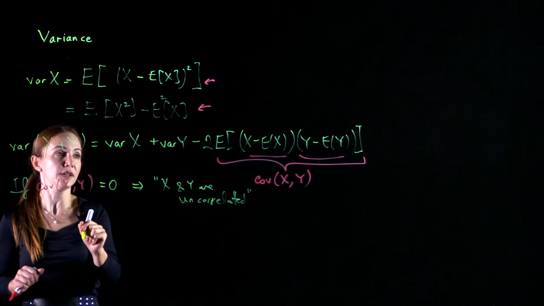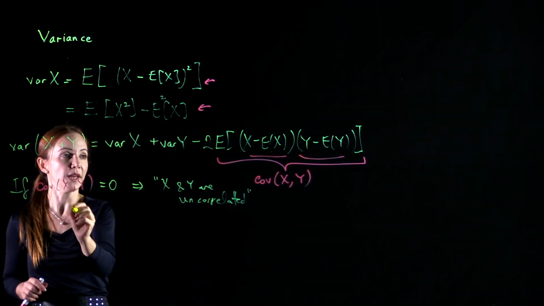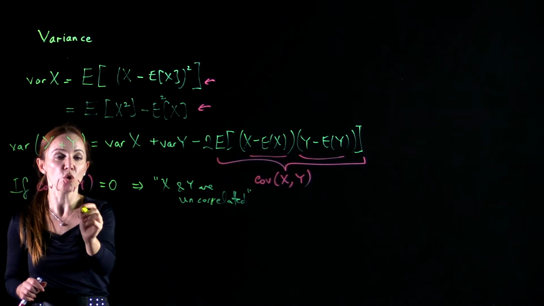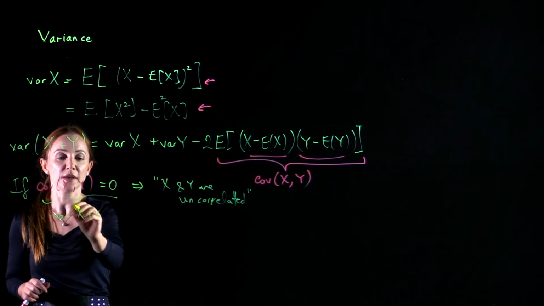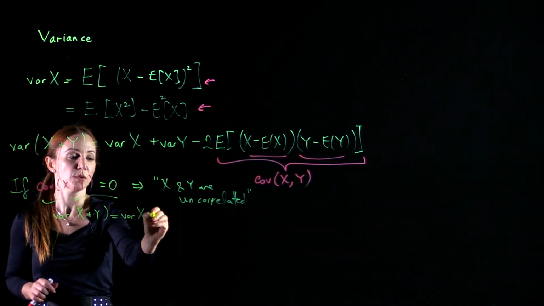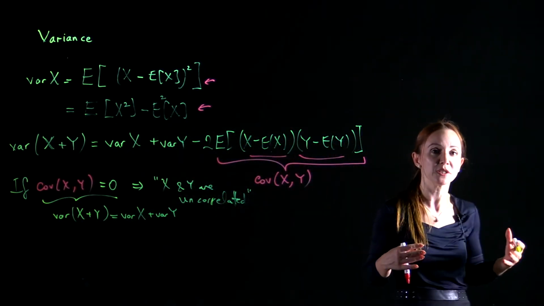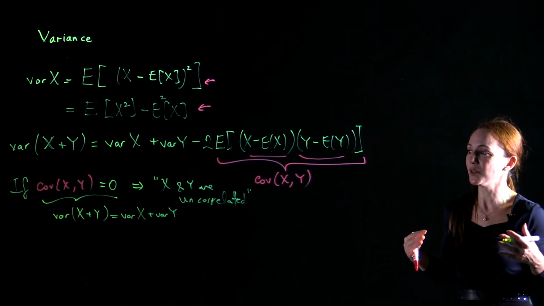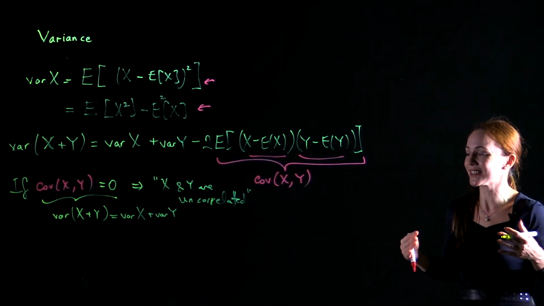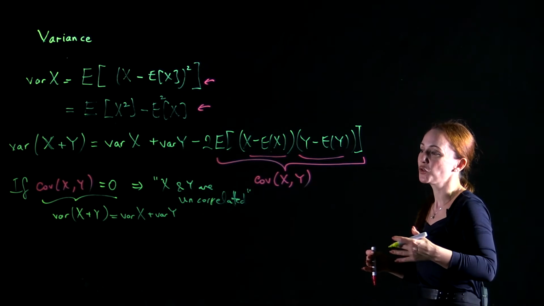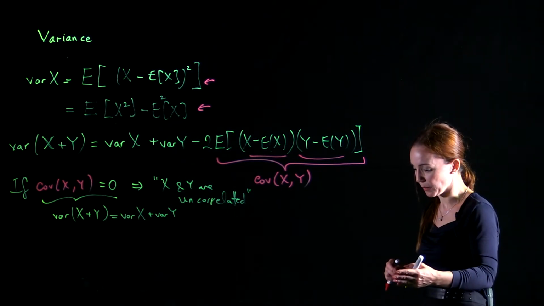When the covariance is 0, if you look at this expression, you'll see that this term will go away. So when X and Y are uncorrelated, the variance of X plus Y is equal to the variance of X plus the variance of Y. So when the two random variables are uncorrelated, really the variances add. The total randomness in the summation is the sum of the variances, in the sense that the total variance of the sum is the variance of one plus the variance of the other.